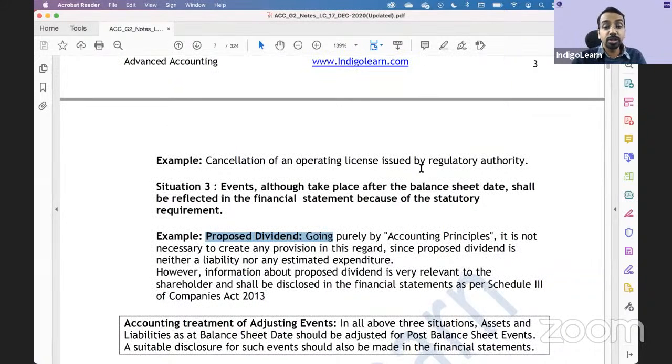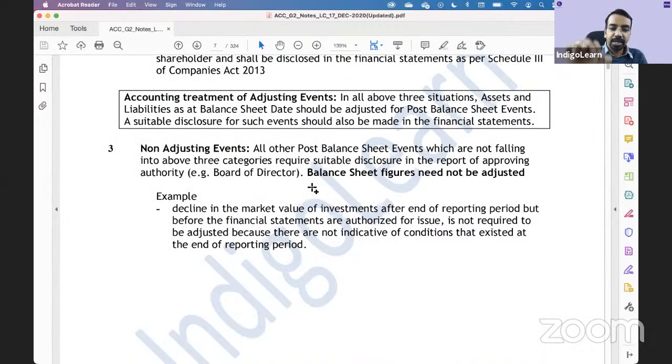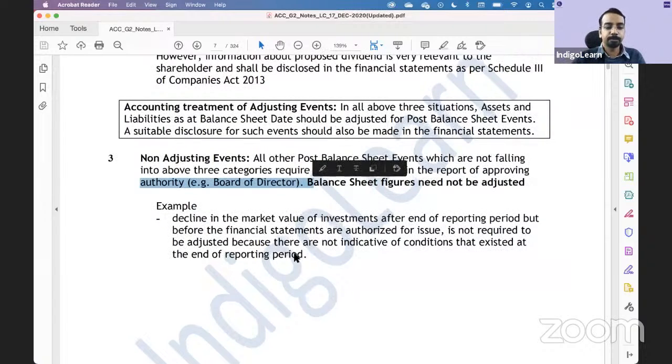And where do you disclose? Disclose in the report of the approving authority, not in the notes to accounts. Don't write notes to accounts. It is in the report of the approving authority.